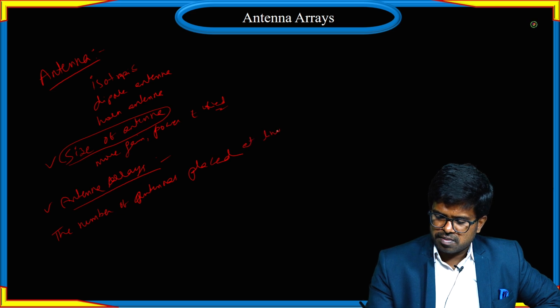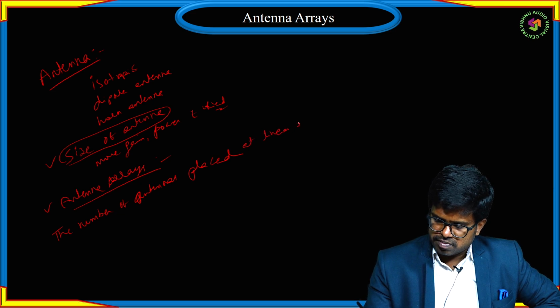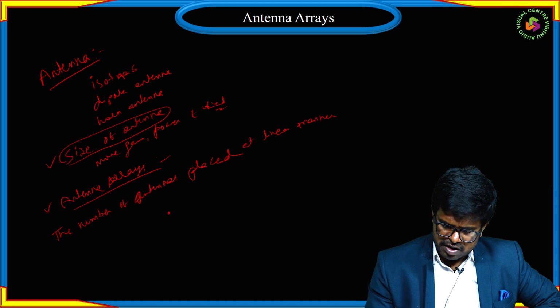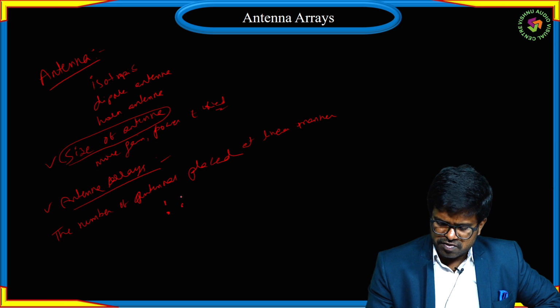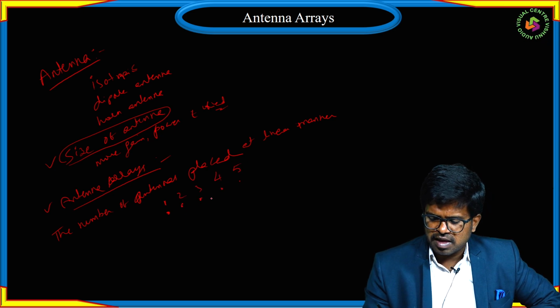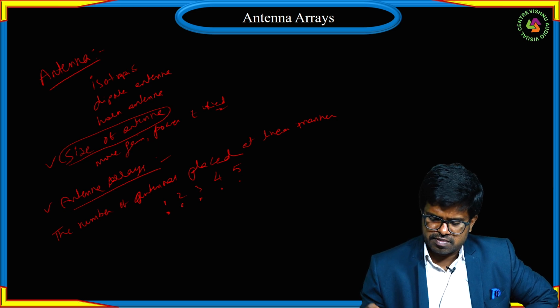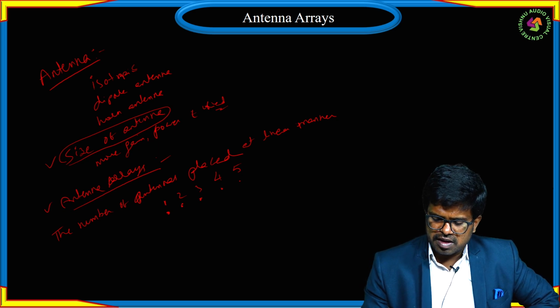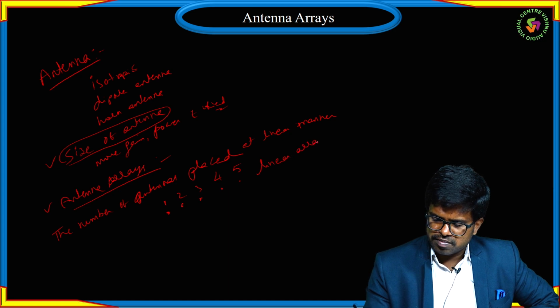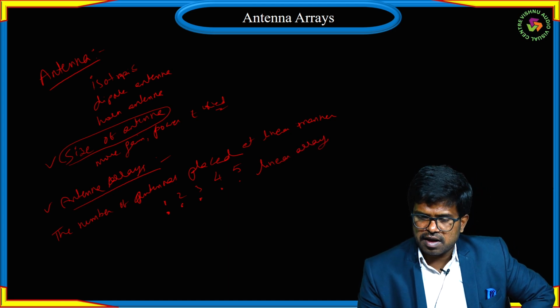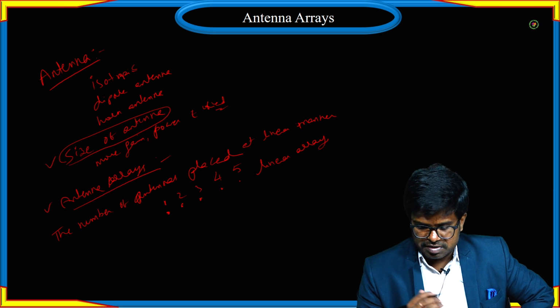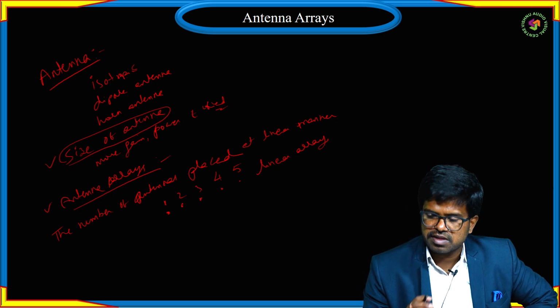In antenna arrays, normally the number of antennas are arranged in a linear manner. That means if you take isotropic antennas 1, 2, 3, 4, 5, like this, arranged in a linear pattern, then that is called a linear array. So by taking this linear array, what is the resultant performance? That we are going to study in this section.